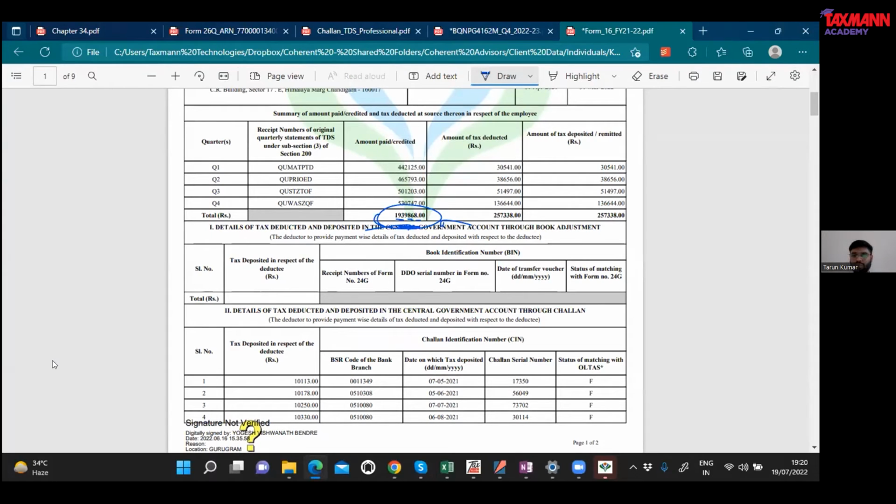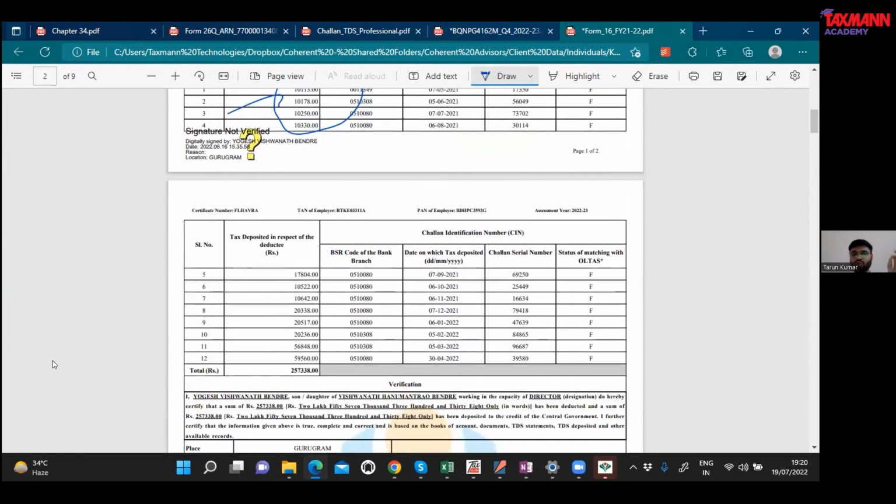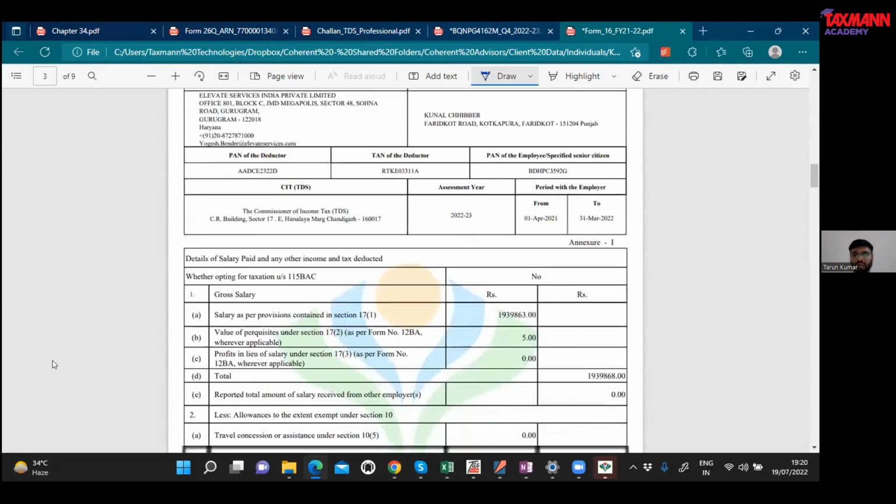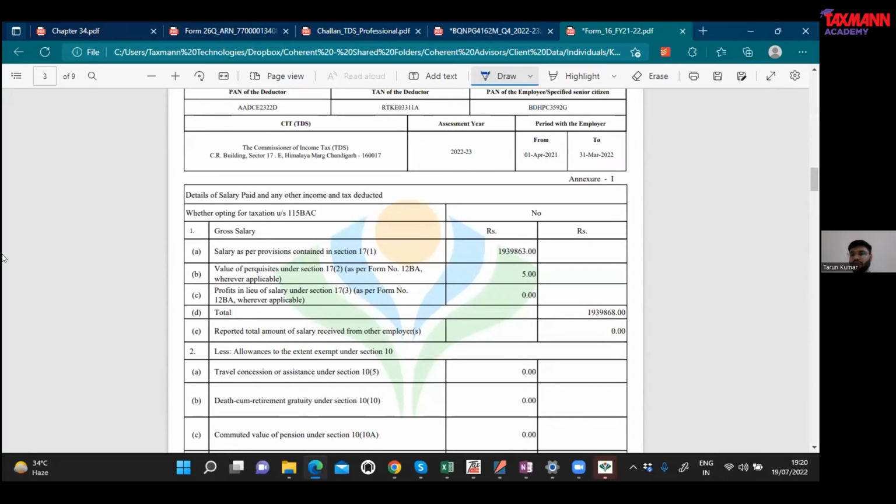Form 16 is for that purpose. Again, those tax deposit details which I had shown you are mentioned in part A of form 16. So what is in part B? Part B has the salary breakup for the entire year. The assessment period is 1st April 21 to 31st March 22. This is his gross salary. Okay.